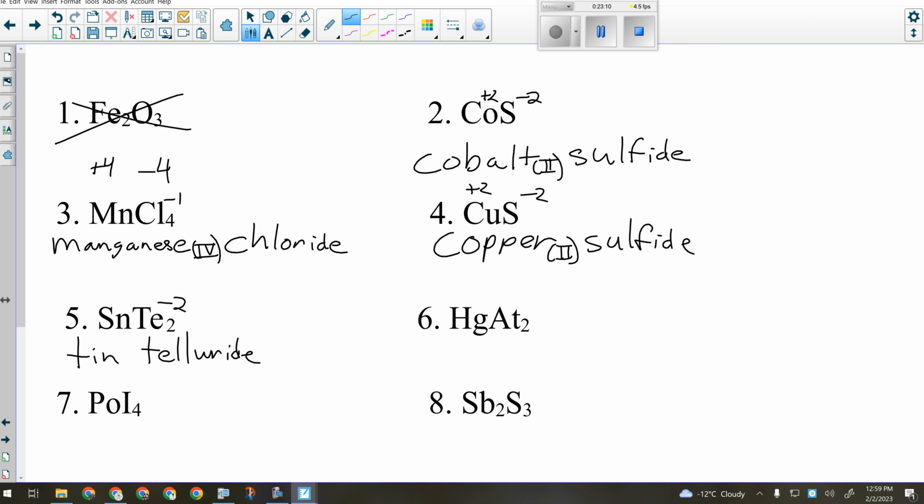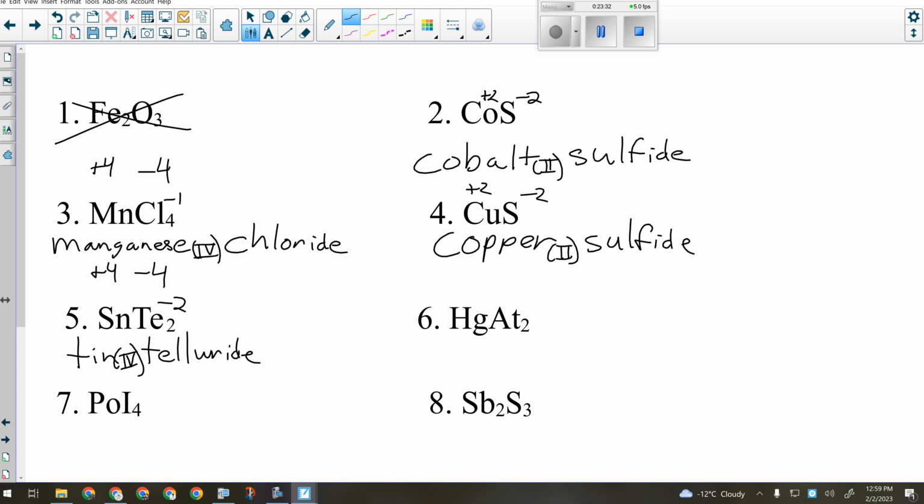And there are 2 telluriums, so 2 times -2 is -4. So that means I've got to get +4 from this single tin atom, so that means its charge has to be 4. So this is tin 4 telluride.